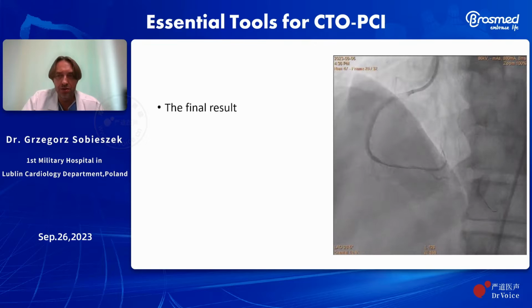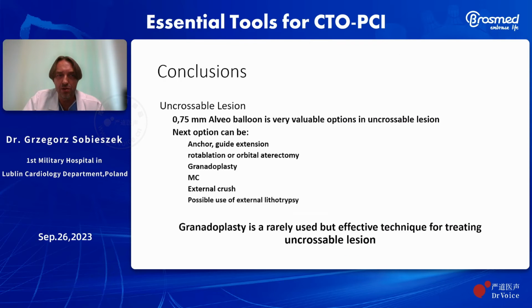So in conclusion, the 0.75 smallest balloon is a very valuable option in an uncrossable lesion. Of course, there are other options like better support, such as anchor or guide extension use. Of course, the use of rotablation or orbital atherectomy, if we can pass with a rota wire or Viper wire, or exchange with the use of a microcatheter for these wires. However, the better option in an uncrossable lesion, of course, is rotablation.